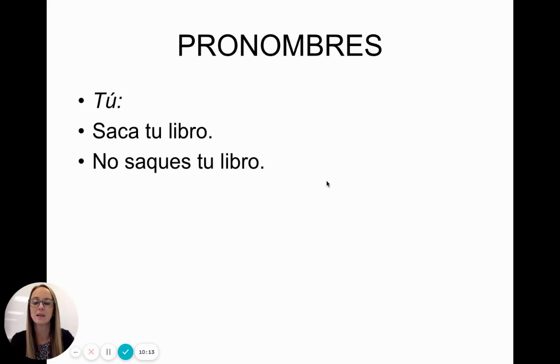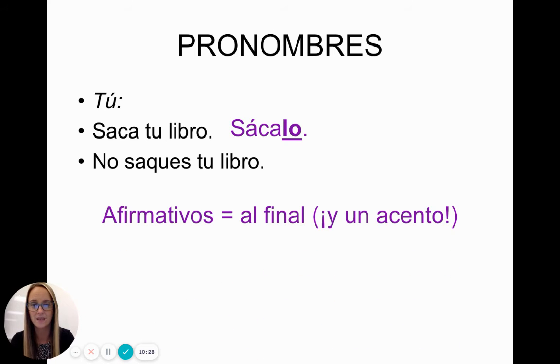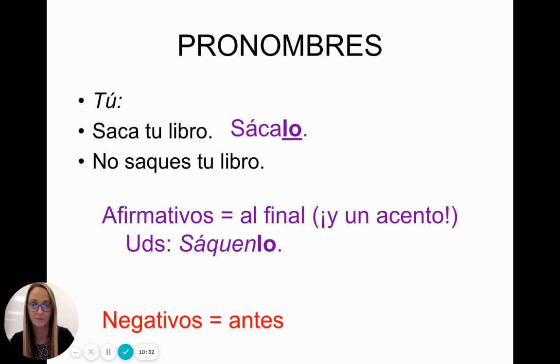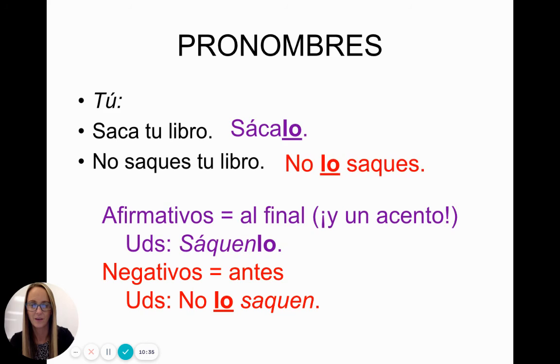And last but not least, think about what we learned with pronouns. With affirmatives, we attached them. With negatives, they went in front, right? Think back to the do commands: sácalo, límpialo, escúchame, dime la verdad. Or we said things like, no lo saques. So the same thing is going to apply for ustedes.